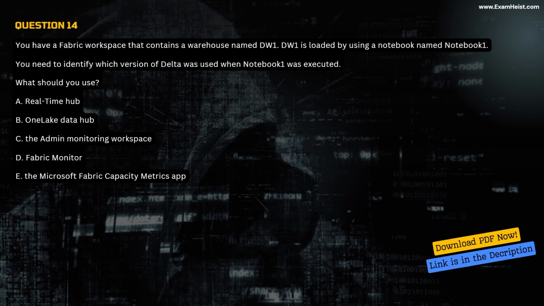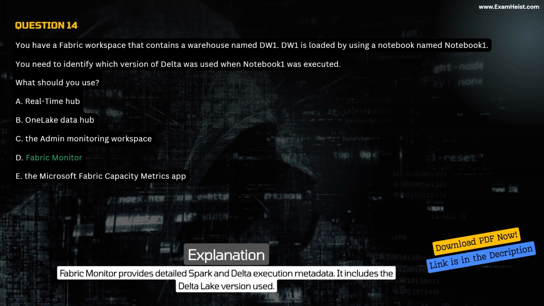What should you use? A. Real-time hub. B. OneLake Data Hub. C. The Admin Monitoring Workspace. D. Fabric Monitor. E. The Microsoft Fabric Capacity Metrics app. Correct answer D. Fabric Monitor. Explanation. Fabric Monitor provides detailed Spark and Delta execution metadata. It includes the Delta Lake version used.